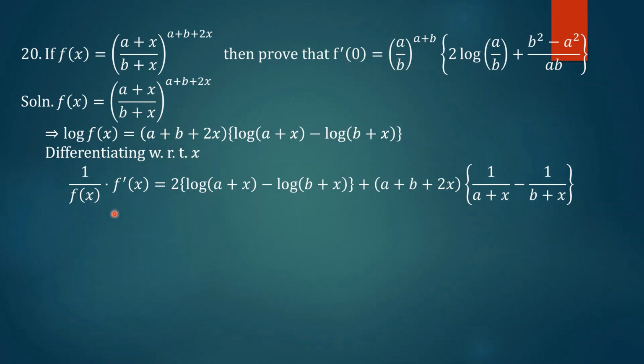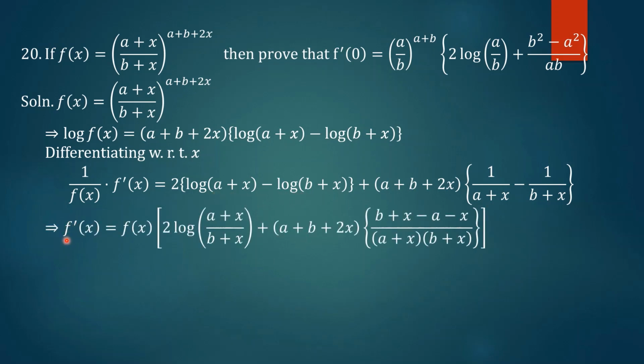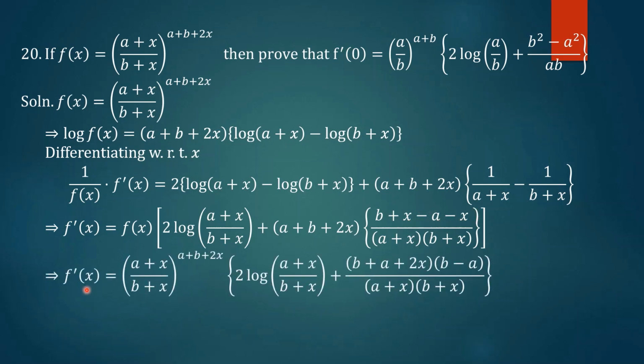Now this f(x) will go to the right hand side by cross product, and simple calculation is here. We can combine these two logarithms again. So you see the line f dash x is equal to this f(x) whole into twice of, combining these two logarithms, log of a plus x by b plus x, then plus a plus b plus twice x is there, into, by taking LCM here, a plus x into b plus x. So it is b plus x minus a minus x. Positive negative x is cancelled. So the next line will be f dash x.